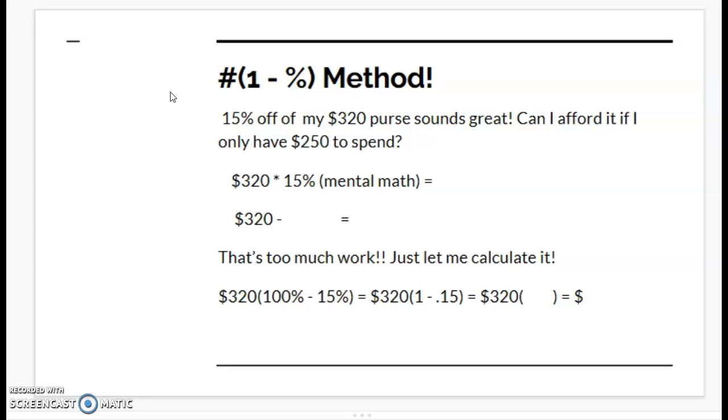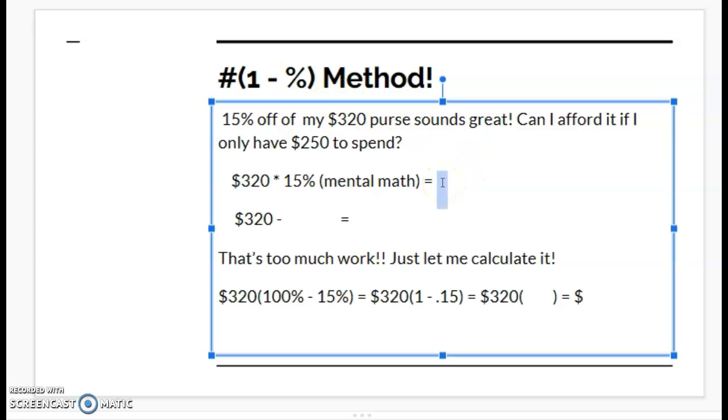It's called the number times 1-% method. Now you do have to change the percent into a decimal, which we'll look at in a minute. But what you used to have to do is to calculate 15% off of my $320 purse. So $320 using my mental math skills times 15% is move the decimal over once, which is $32. And half of 32 is 16. So I believe that's $48.